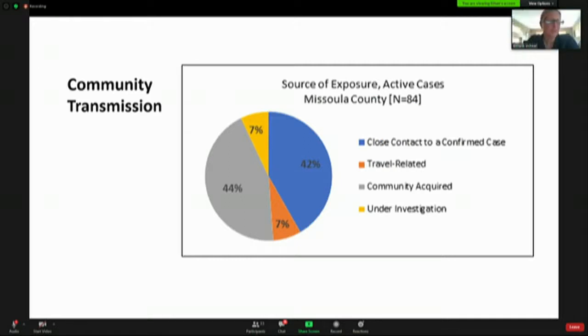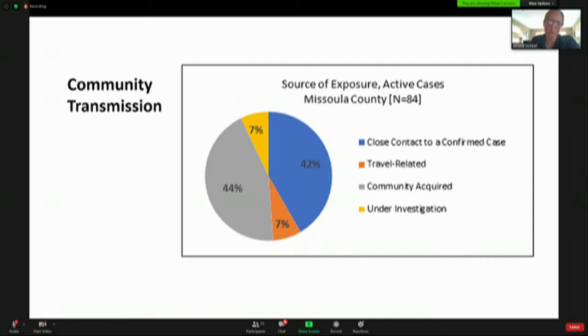Thanks, Ethan. So determining the source of exposure is one of the most important parts of a case investigation. During case interviews, the case investigator begins to piece together how, where, and when the virus was transmitted. This provides really essential information to help us understand how COVID is moving around Missoula. This pie chart is a snapshot from yesterday where we had 84 active cases.